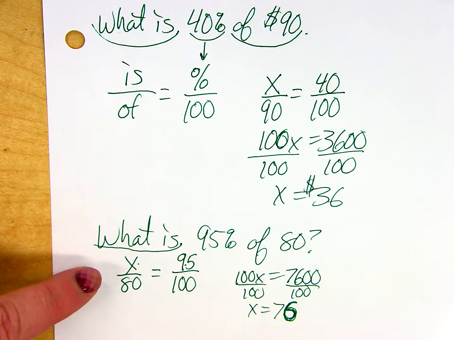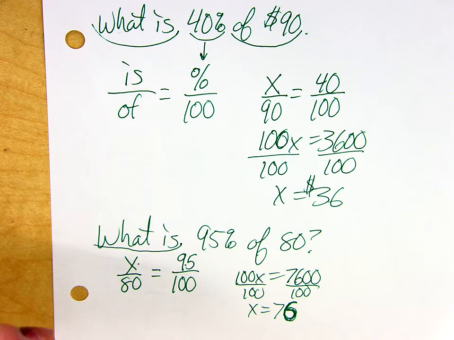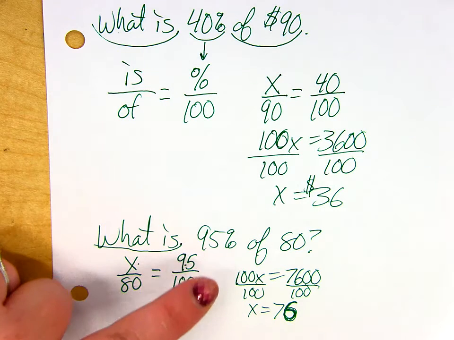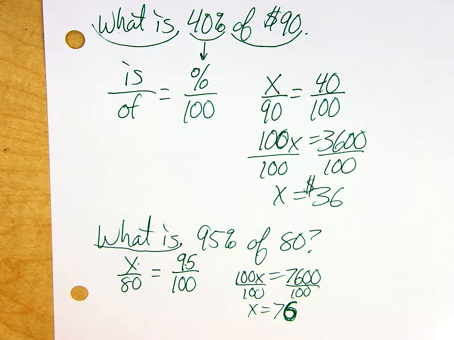95% of 80, well, that's an awful lot, right? 95% is almost 100. So I'm expecting a number that's almost 80, but not quite. So 76 was very reasonable. If I had messed up and I got 7.6, then I'd say, oh, it should have been a number really close to 80. I must have messed up somewhere. Or if I got a number that was over 80, it shouldn't be. It should be a little bit less than 80 because 80 would be 100%.